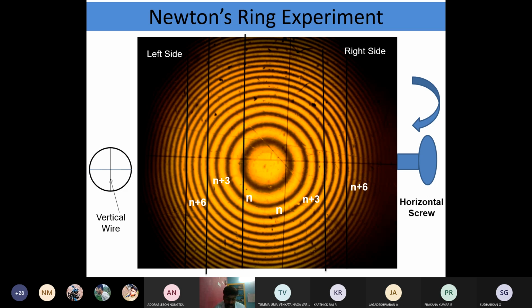A very simple experiment. You have to focus the Newton's ring. Once you obtain the Newton's ring, once you can see that Newton's ring, then the experimental way is very, very easy for you.